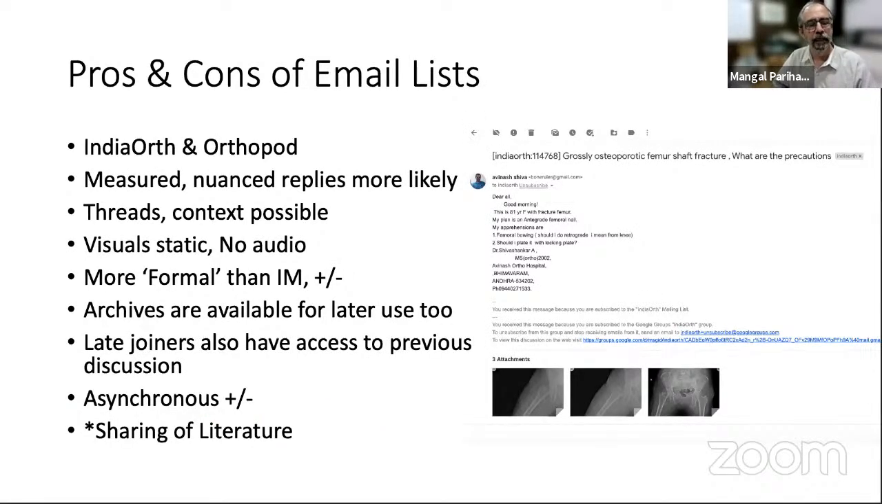So we've had what Hemant was talking about, India, which was an Indian mailing list when email kind of started. And there was also an international mailing list called orthopaedic. Here, the advantage of an email list versus IM or instant messaging is that measured and nuanced replies are more likely because you can take time composing an answer.